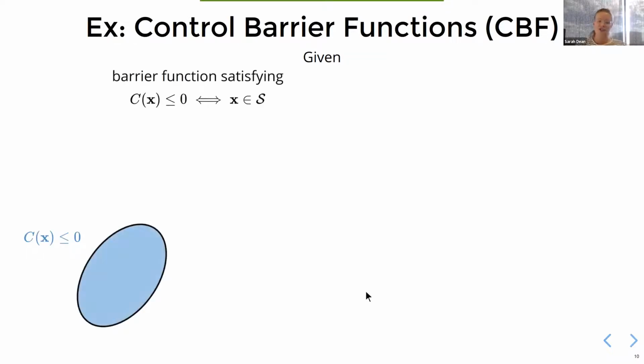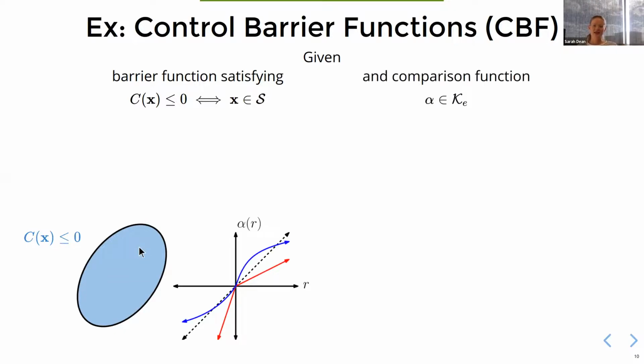Now, another example is, rather than guaranteeing stability, we might be more interested in guaranteeing safety. The example in this case is control barrier functions, where we're given a barrier function such that the zero sublevel set, so the states for which the function is less than zero, corresponds to a safe set that we want to ensure our system stays in. So for example, the safe set might be the roadway just inside the white lines. And in this case, we have a comparison function, which is class kappa extended, which means that it's sort of increasing and off to infinity.